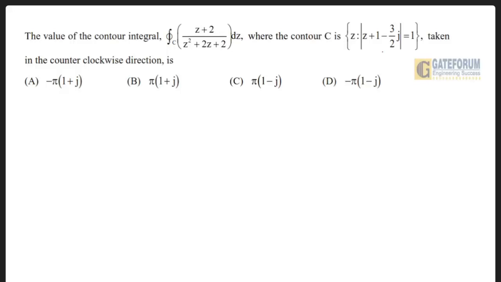Here the curve is a circle having center minus 1 plus 3 by 2 j and radius 1, comparing with mod z minus a is equal to r, with radius value 1 and center minus 1 plus 3 by 2 j, where j is the imaginary part. So solution.